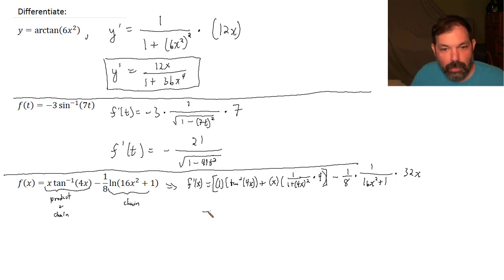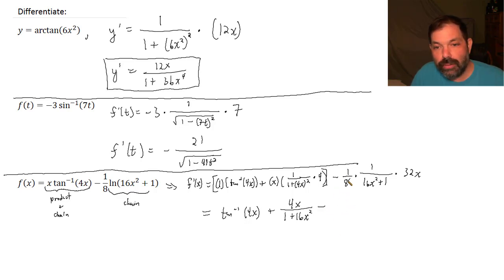Alright, so let's clean this up a little bit. Let's see what we have here. I have 1 times tangent inverse 4x. So that's just tangent inverse of 4x plus. Now let's see what this simplifies as. I have an x times a 1 times a 4. I have a 4x over 1 plus (4x) squared. That's 1 plus 16x squared.